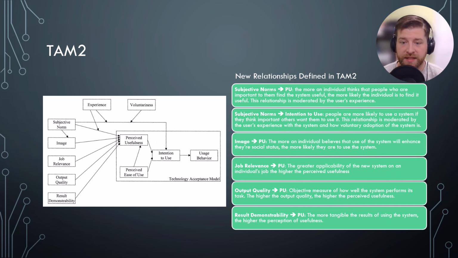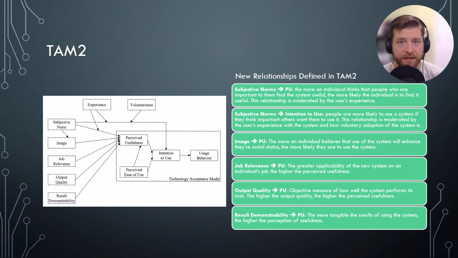This relationship is moderated by the user's experience with the system. Subjective norms and its influence on intention to use. People are more likely to use a system if they think important others want them to use it. The relationship is moderated again by the user's experience with the system and how voluntary adoption of the system was.